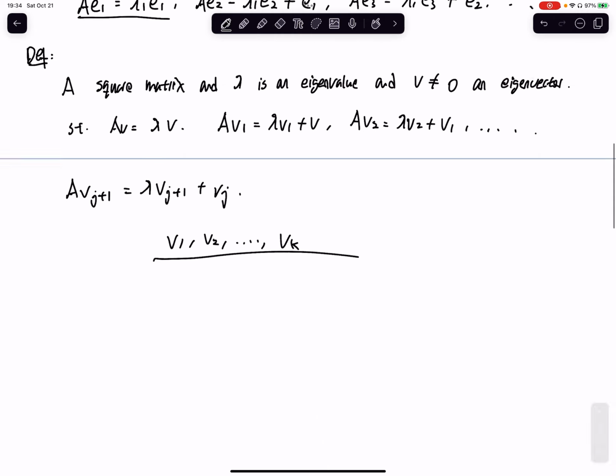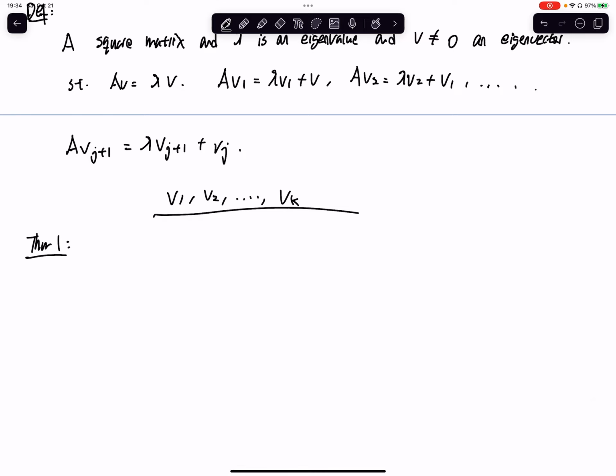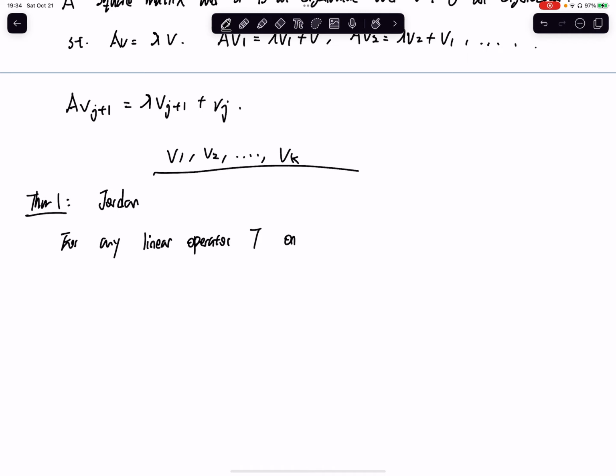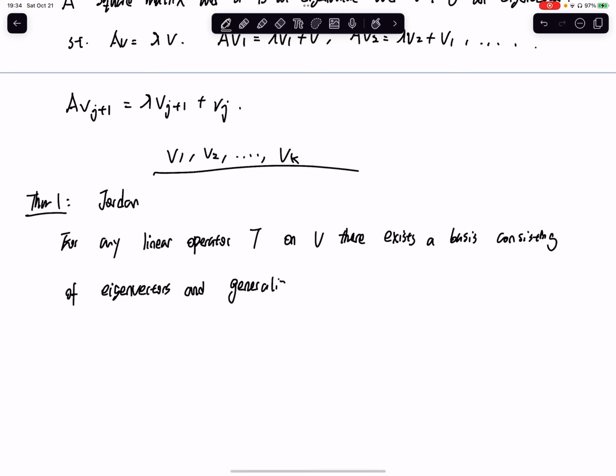So there is a theorem. Theorem 1, Jordan's theorem, states that for any linear operator, let's use T on V, there exists a basis consisting of eigenvectors and generalized eigenvectors.